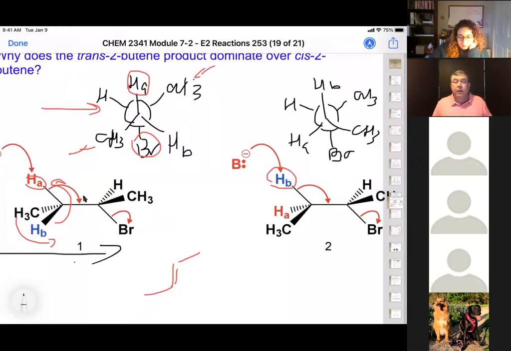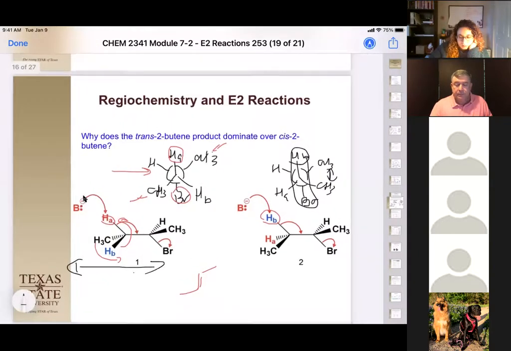Now, immediately see that the methyl groups are now gauche to each other. Our hydrogen and bromine are 180 degrees, so it still can react to give us our elimination product. But our methyl groups are starting to butt up against each other, so it's going to spend less time in that configuration. That's why the trans product is going to dominate in this elimination reaction. Does that make sense?